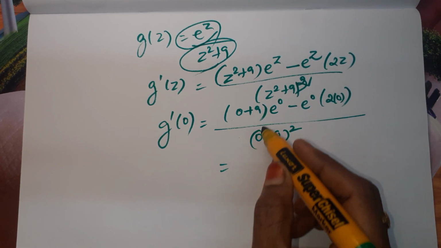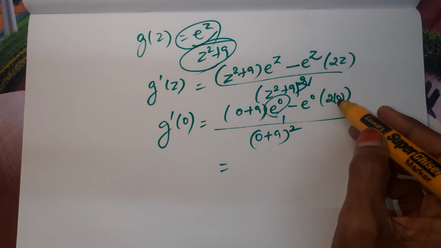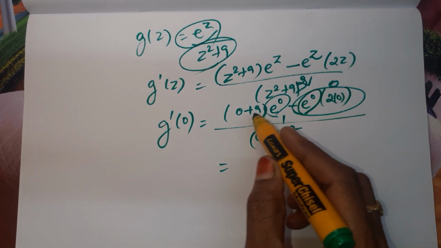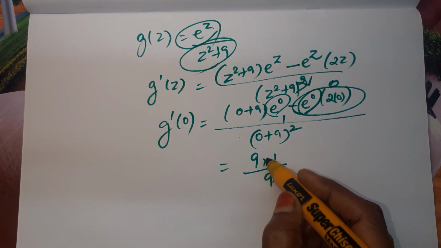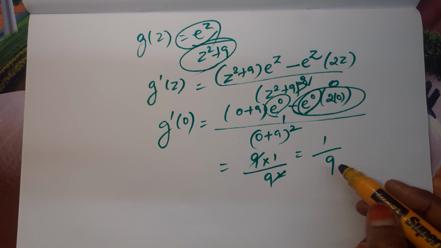0 plus 9 is 9. 9 into e power 0, which is 1. The other term is anyway into 0, so the total term will become 0. So this is 9 into 1 by 9 squared. One 9 we can cancel. So 1 by 9 is g dash of 0.